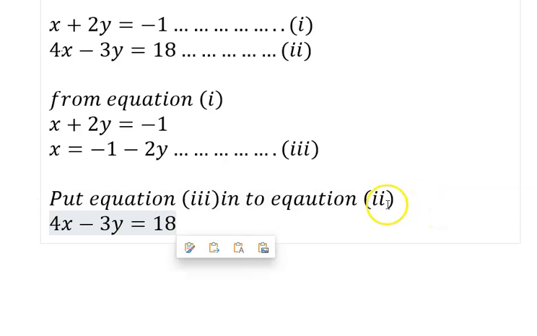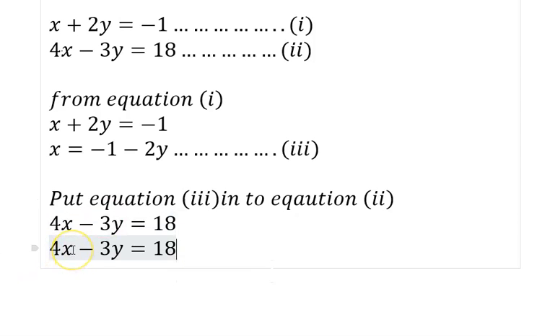By implication, this is equation 3. Anywhere we see x in equation 2, we just replace it with minus 1 minus 2y. That's the substitution method we are talking about. Anywhere we see x in this equation 2, instead of x, we put minus 1 minus 2y. That's what we are trying to do.